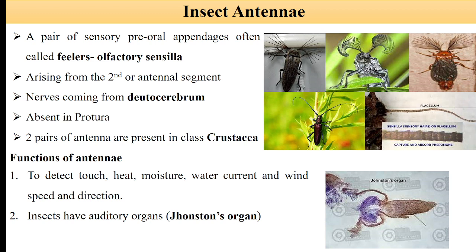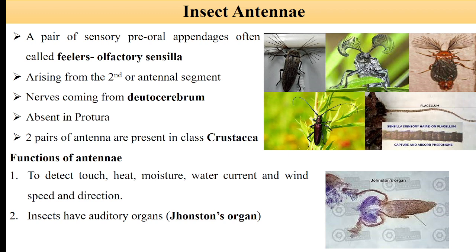These are arising from the second or antennal segment, and the nerves coming from the cerebrum innervate the antennae. These antennae are absent in some insects like Protura and some others. However, in the case of crustacea, two pairs of antennae are present.